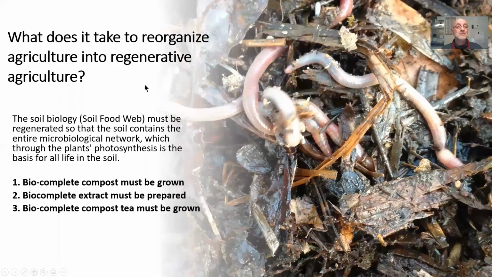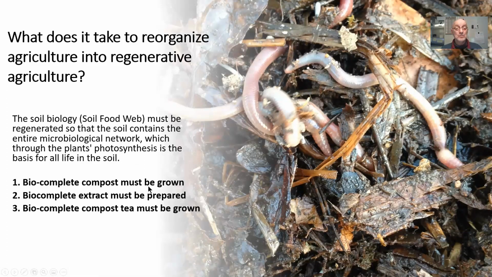Okay, what does it take to reorganize agriculture into regenerative agriculture? Well, then the answer is here. The soil biology, soil food web must be regenerated so that the soil contains the entire biological network, which through plants and photosynthesis is the basis of all life in the soil. Wow, it's almost like listening to the Bible. So there's 3 steps here to do that.